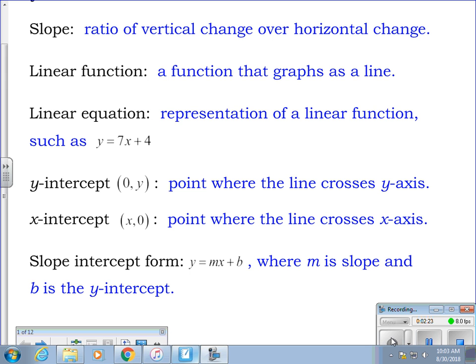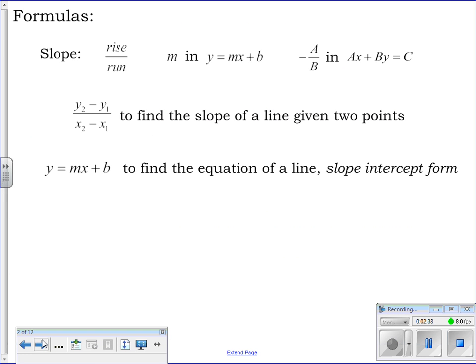Slope-intercept form, y equals mx plus b, where m is slope and b is y-intercept. Great for graphing. For everything else, it's all right. Questions from this first page? Once again, it's not like you haven't seen this before. Okay, formulas. Muy importante.